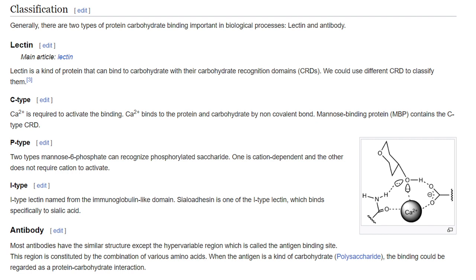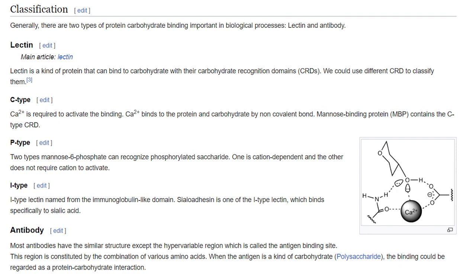The other important type is your P type, and two types of mannose 6 phosphate receptors can recognize phosphorylated saccharides. One is cation dependent and the other one does not require a cation to activate the binding process. You have also an I type of lectins, which is named from the immunoglobulin-like domains. Like you have the adhesin, which is a type of I type lectin that binds specifically to sialic acids.